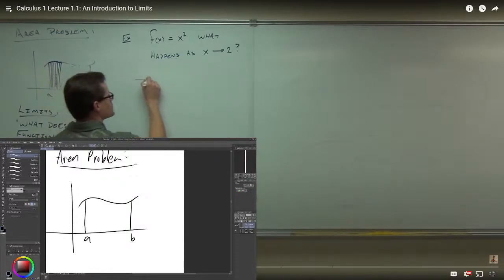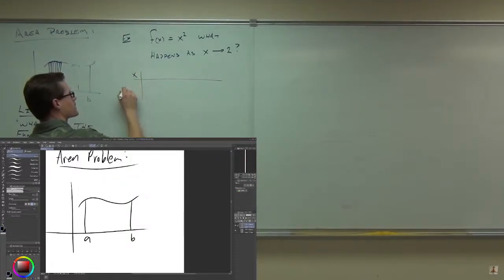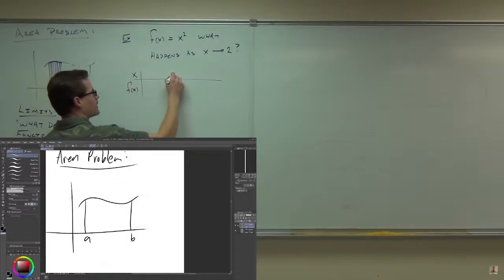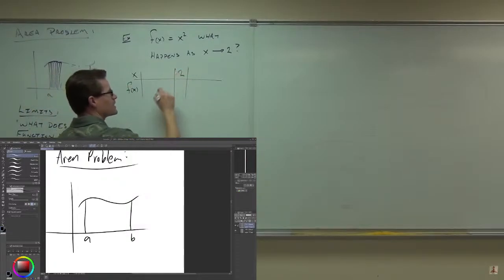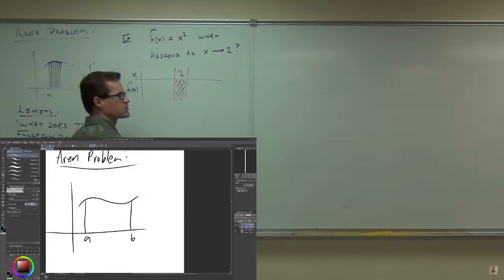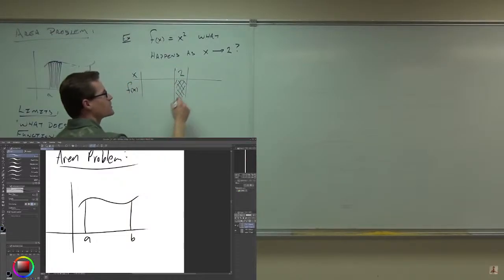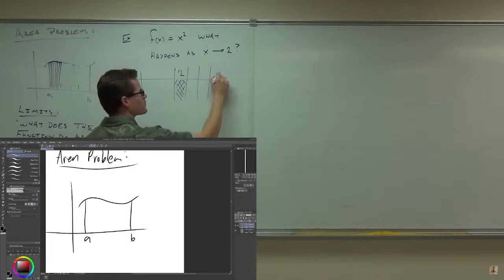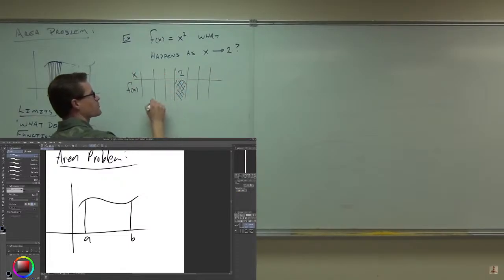What's going to happen if I draw this table right here with x and f of x? I say, I'm trying to get to 2. I don't care what that value is. What I'm trying to see is what the function is doing as I'm getting close to that thing. So what's happening as we approach it from the right? What's happening as we approach it from the left?